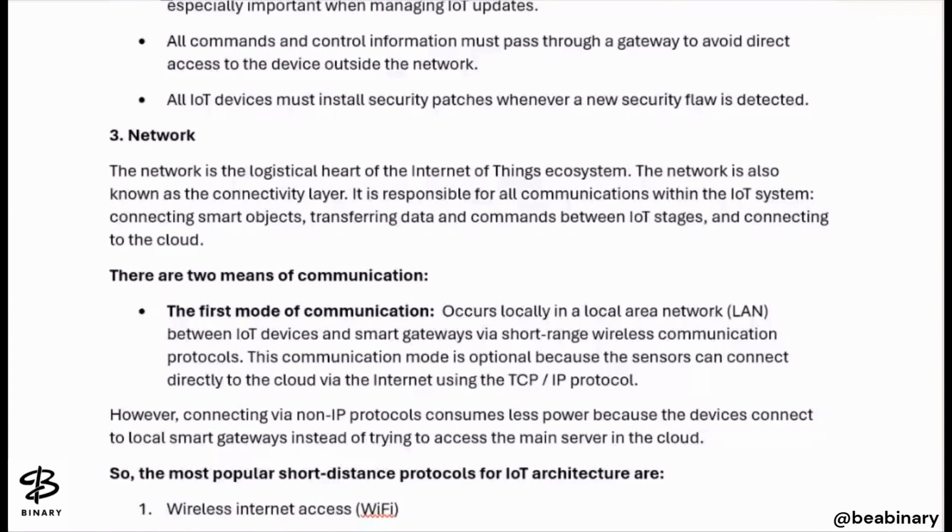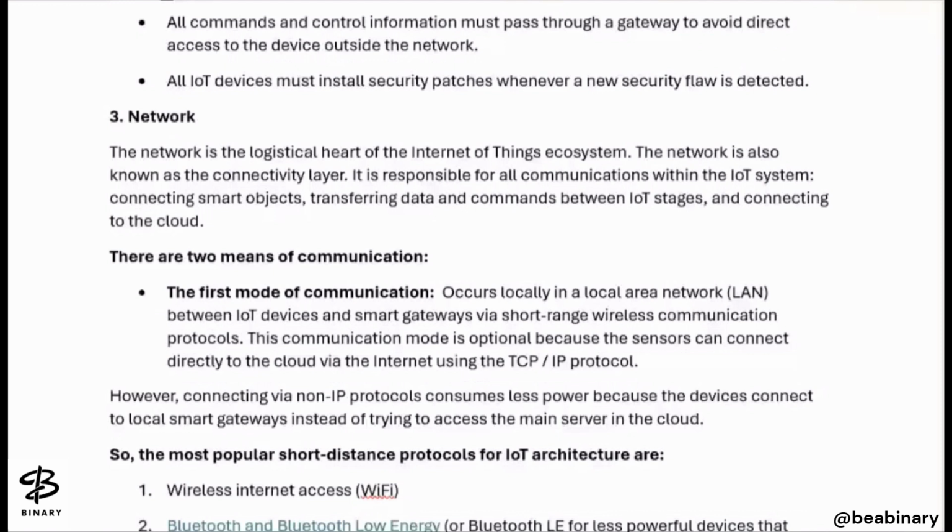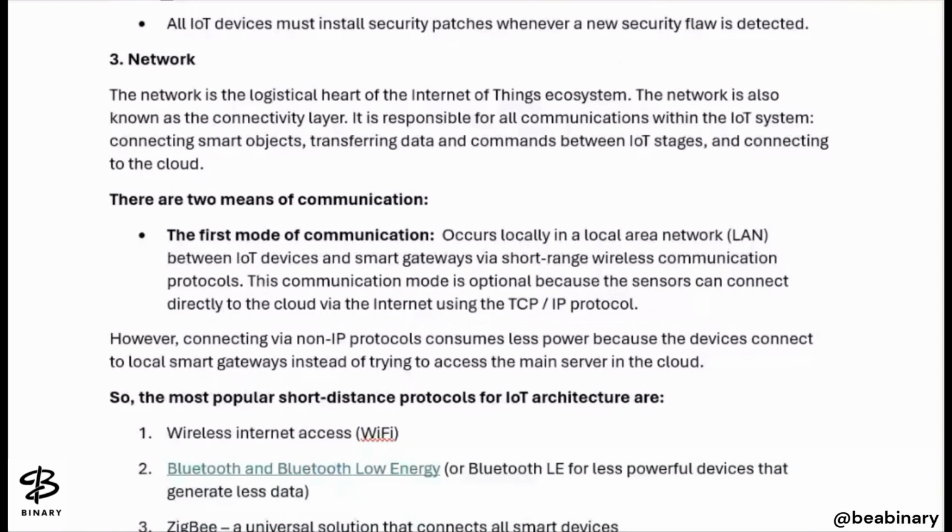So what are the means of communication under the network? When we talk about a network, we are talking about communication only. There are two means of communication. What is the first? You must have read many times about topologies, the TCP/IP protocol, local area networks, LAN, WAN, MAN, right? So what is the first mode of communication? The first mode of communication occurs locally in the local area network between the IoT devices and the smart gateways with short range wireless communication protocols, right?